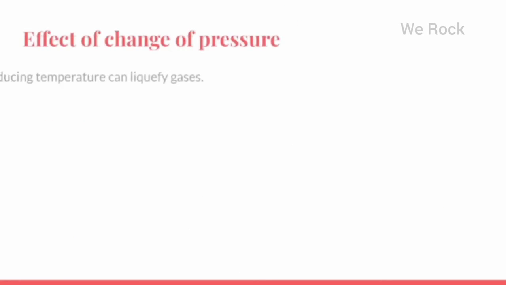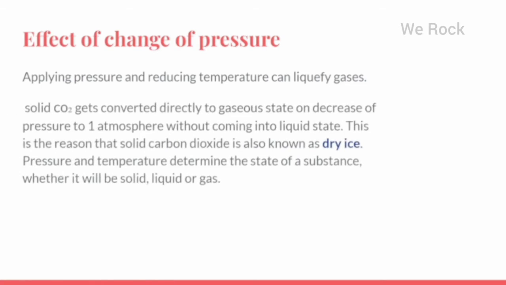Effect of change of pressure. Applying pressure and reducing temperature can liquefy gases. Solid CO2 gets converted directly to gaseous state on decrease of pressure to 1 atmosphere without coming into liquid state. This is the reason solid carbon dioxide is also known as dry ice. Pressure and temperature determine the state of the substance, whether it will be solid, liquid, or gas.